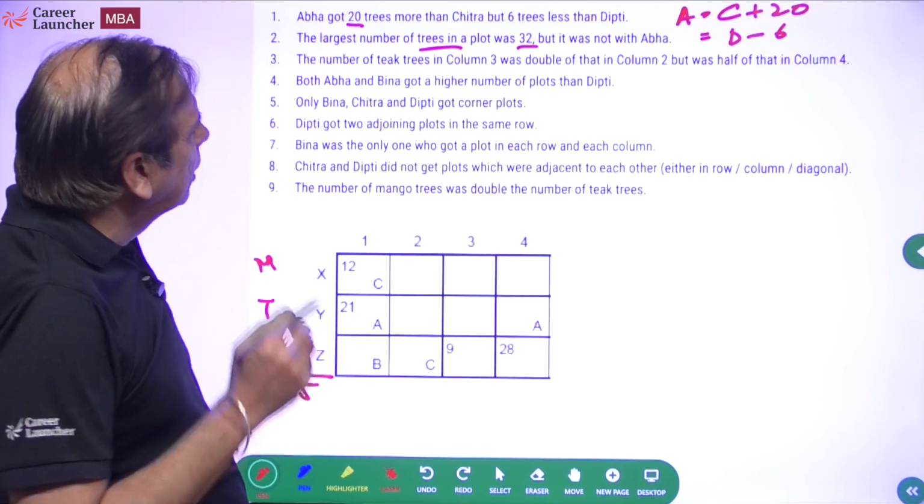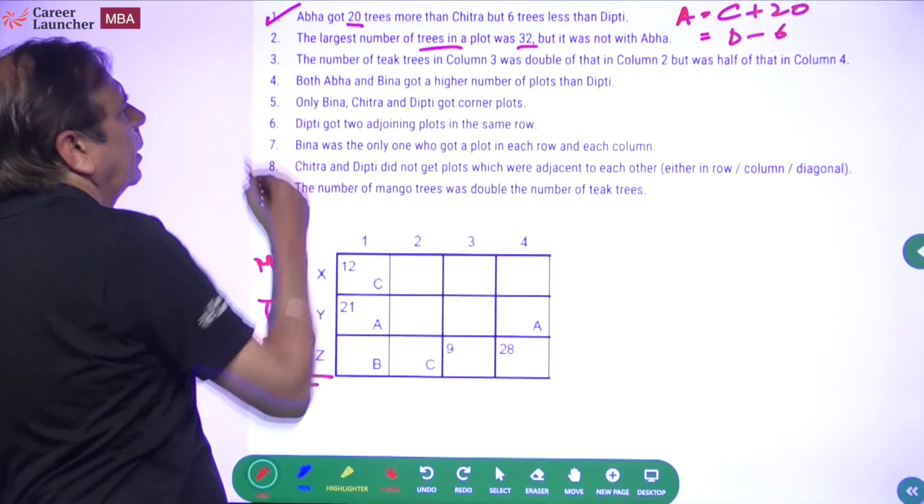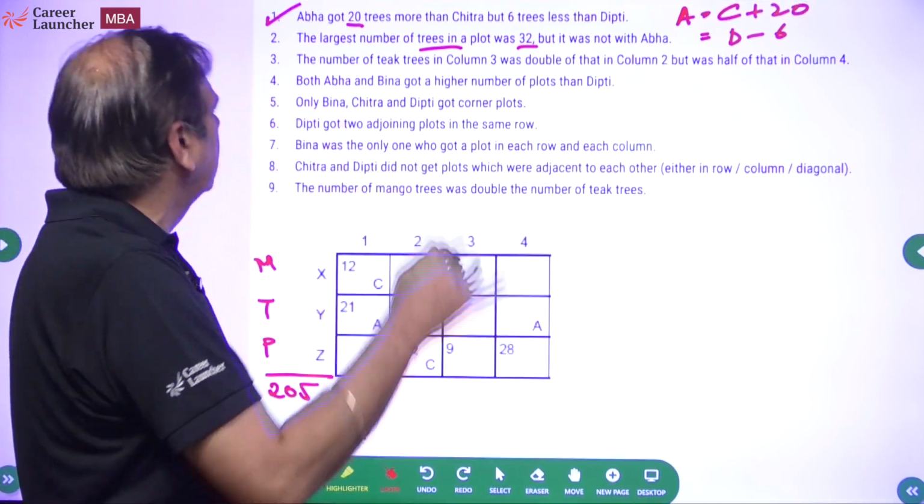Right? The largest number of trees in a plot was 32, but it was not with Abha. The largest number of trees in a plot was 32. Abha is not one of them. Okay, so Abha did not get the 32 tree plot.